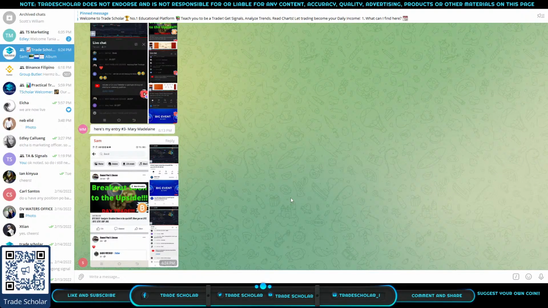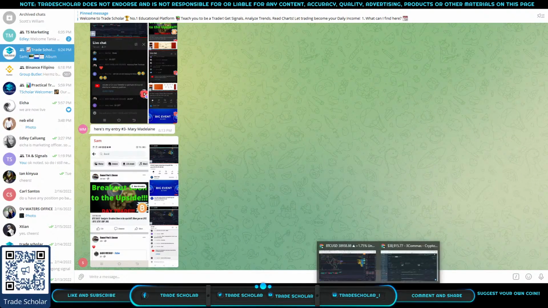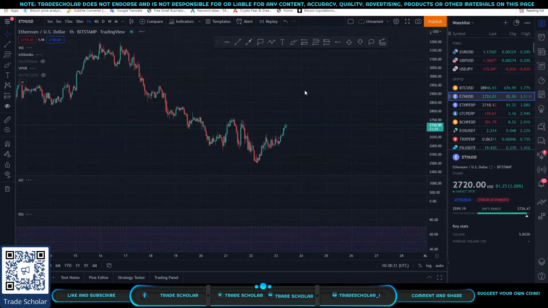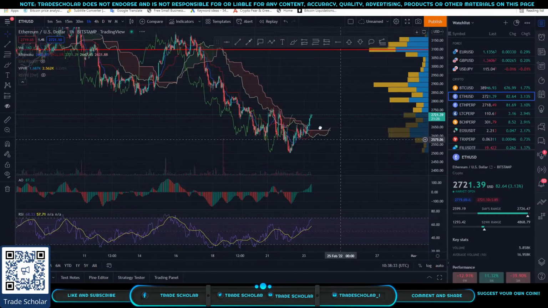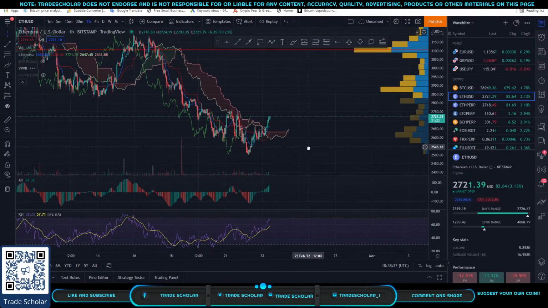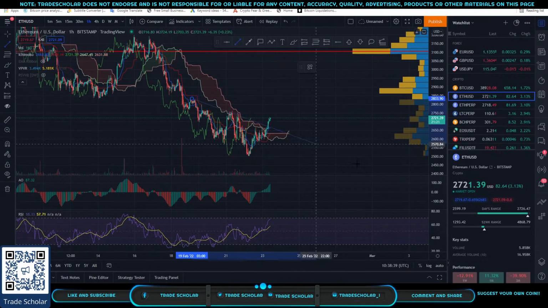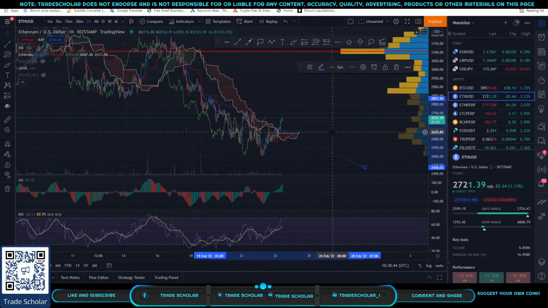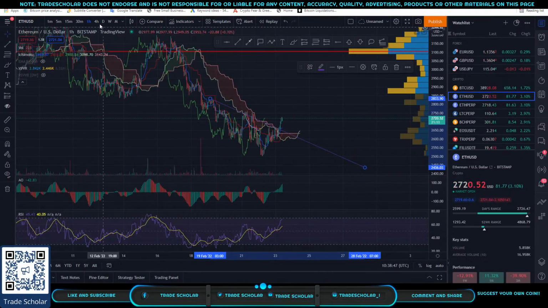So do we have any suggested coin here? Let's check. If not, we will check the usual coin. We'll check Ethereum. Ethereum also. Ink.